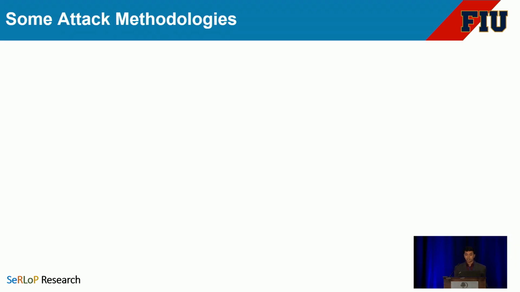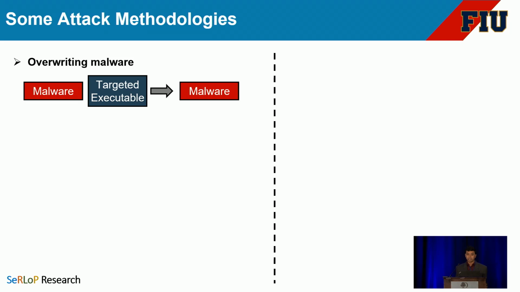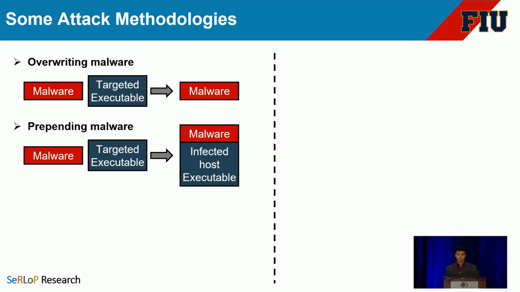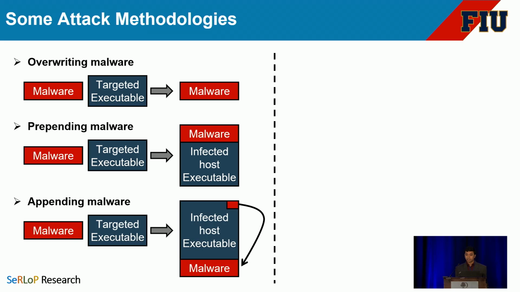So here are some attack methodologies. First, there's overwriting malware. It overwrites the target executable, and since it's overwriting the target executable, it's easier to detect. And there's another type of malware, prepending malware. It's a type of malware that adds malicious code to the beginning of a legitimate file without altering its functionality or size in order to evade detection by security software. Then there's appending malware. It adds malicious code to the end of a legitimate file, also without altering its functionality or size.